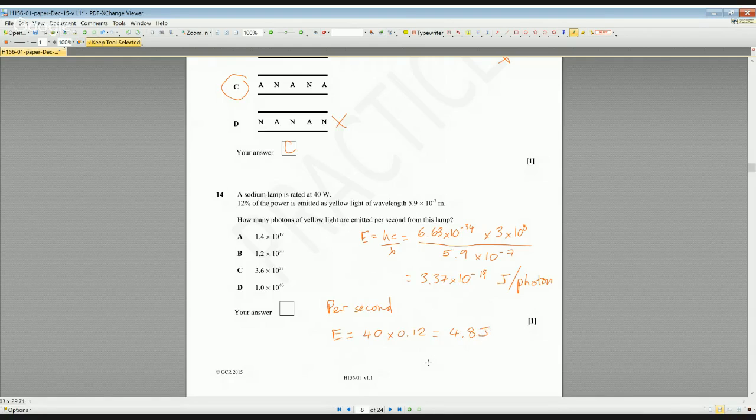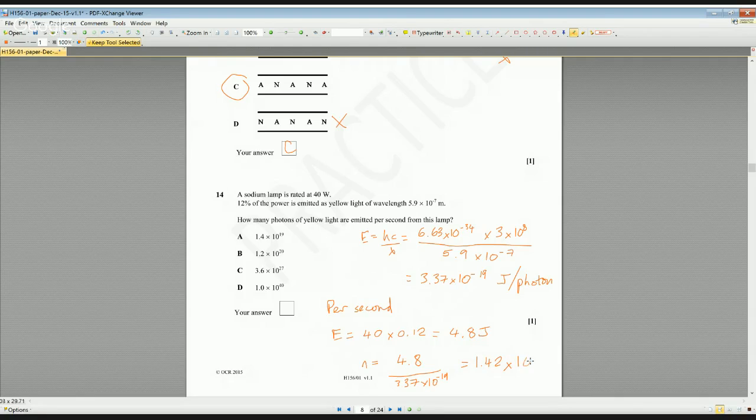We now need to find out how many times we can fit this tiny number here, 3.37 times 10 to the minus 19. That's the energy of one photon. How many times we can fit that number inside 4.8, and that will give us our answer. 4.8 divided by 3.37 times 10 to the minus 19, and that gives us 1.42 times 10 to the positive 19.